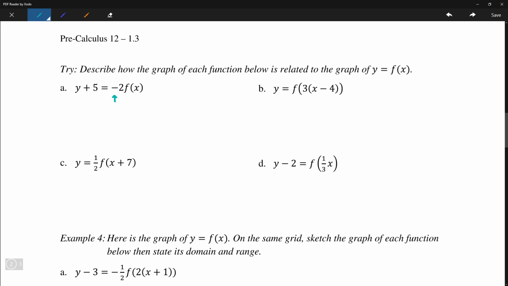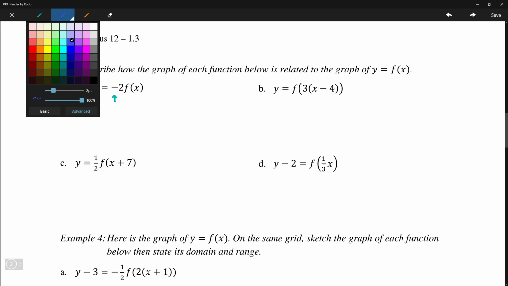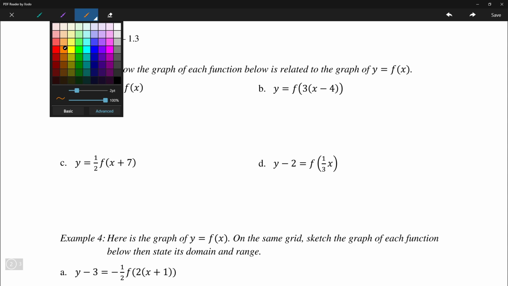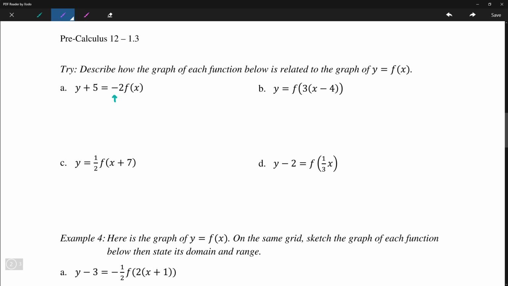Maybe better to color code this. Let's try it. Okay, color number 2 and color number 3. So 1, 2, and 3. So the first transformation, the negative sign, will be a reflection over the x-axis.